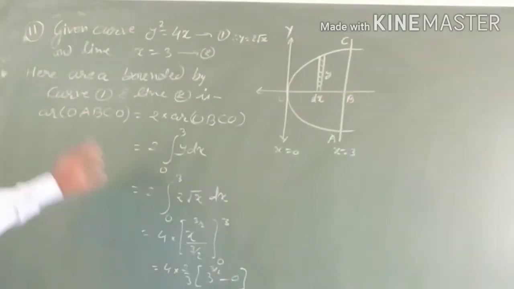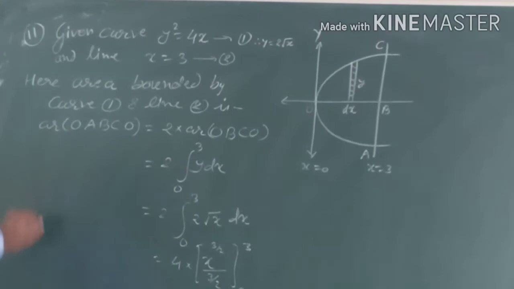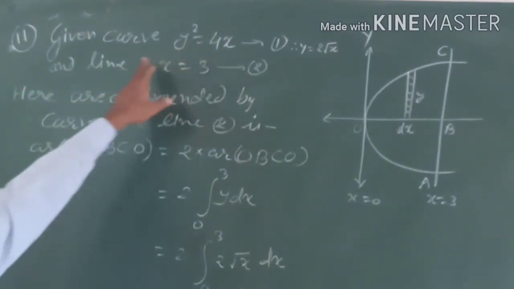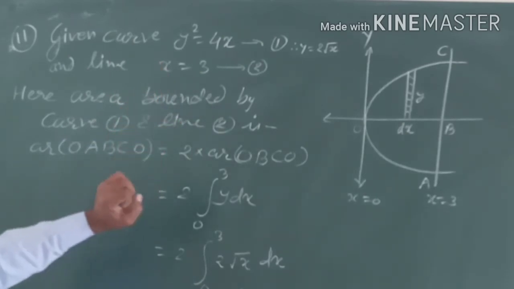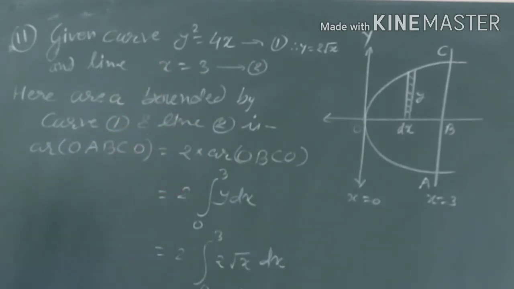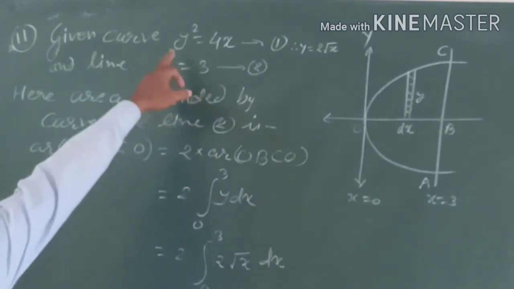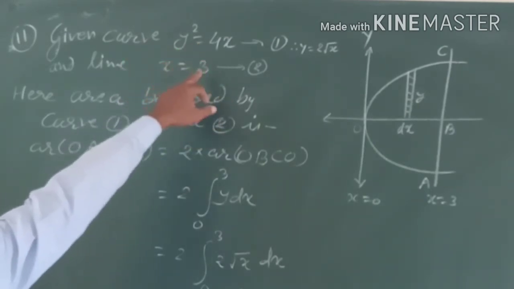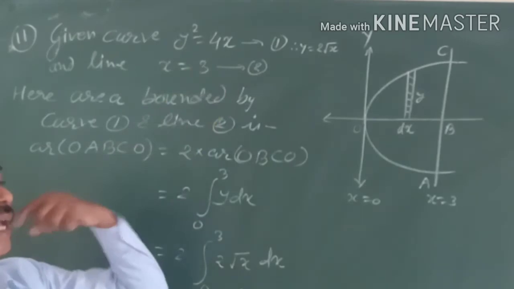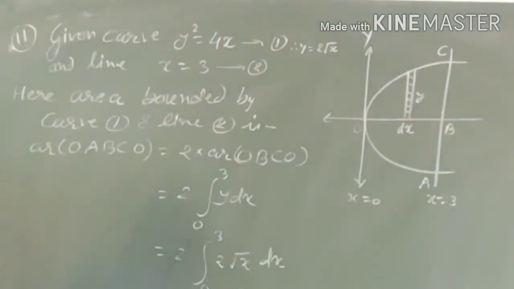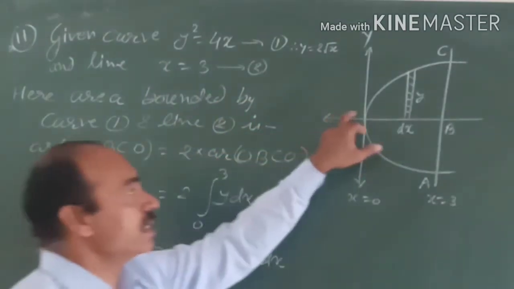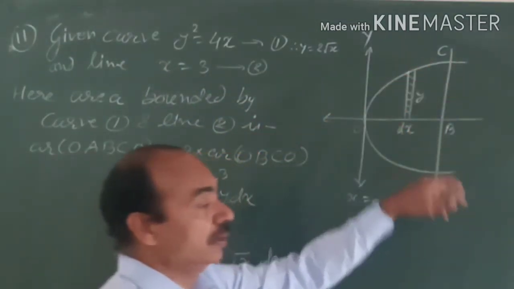Let's see question number 11 of exercise 8.1. In this question, we have to find the area between the curve y square is equal to 4x and the line x is equal to 3. So first see the figure of y square is equal to 4x, which is a curve. Since it is a parabola, y square is equal to 4ax, so the x axis is the axis of this parabola.